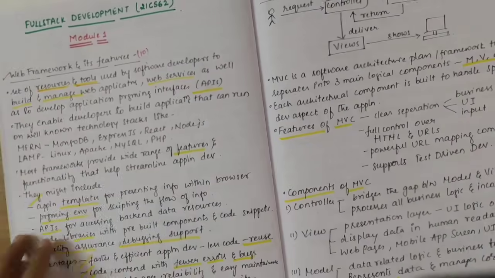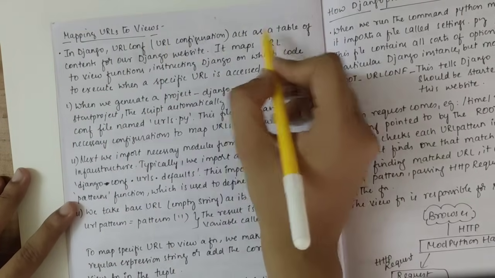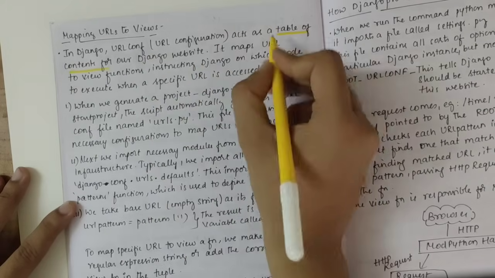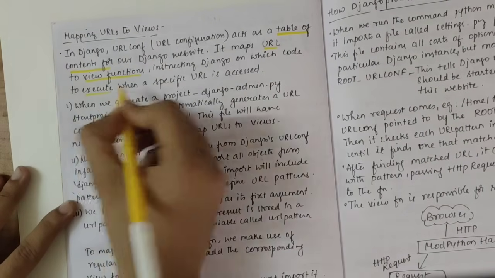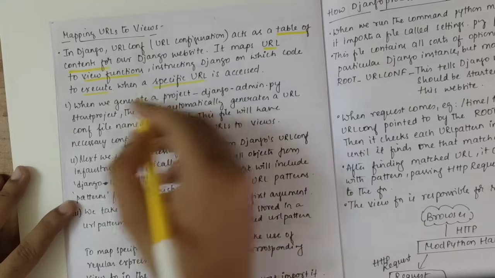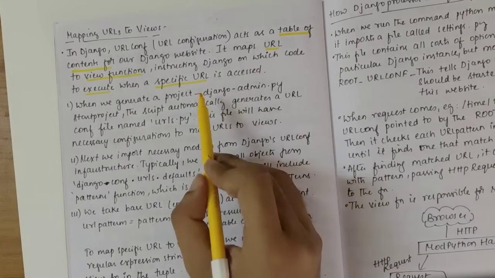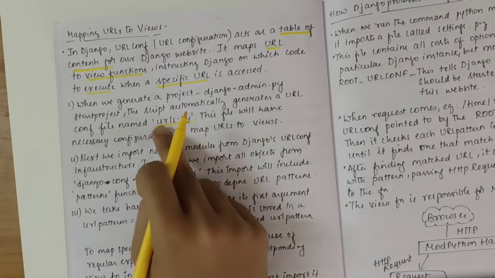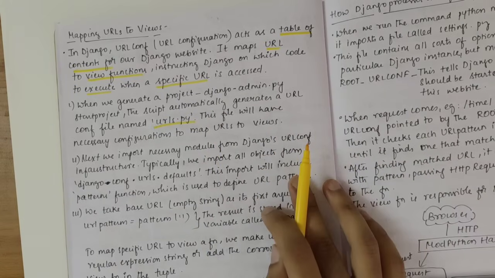Okay, let's further look into the next topic we have, mapping URLs to views. So in Django, URL configuration acts as a table of contents for our Django website. So it maps URLs to view functions, instructing Django on which code to execute when a specific URL is accessed. So when we generate a project, django-admin.py startproject, the script automatically generates a URL configuration file named urls.py. This will be in settings part, we know that. So this file will have the necessary configuration to map URLs to view.